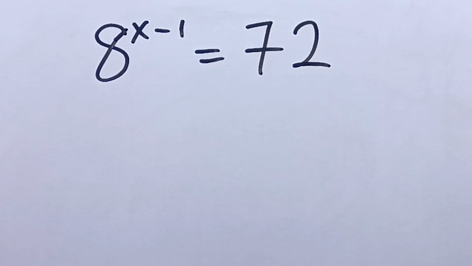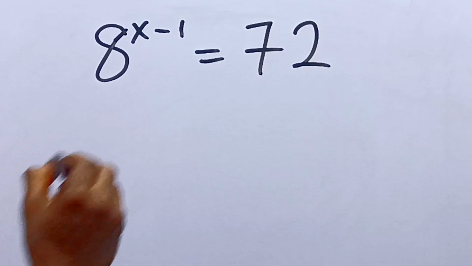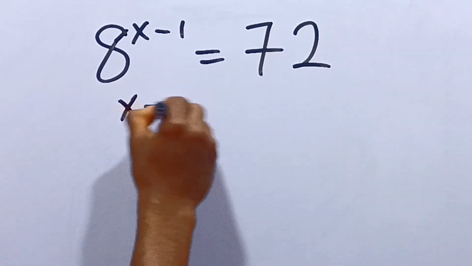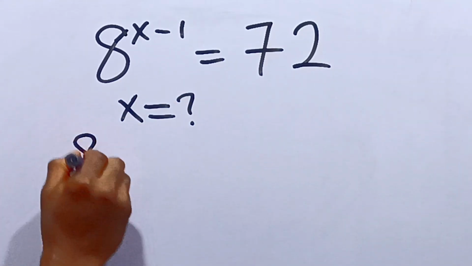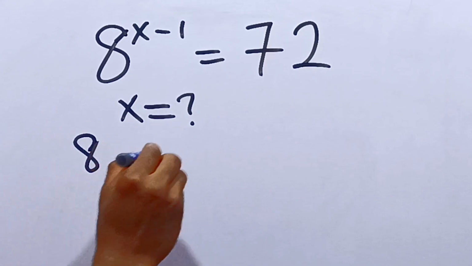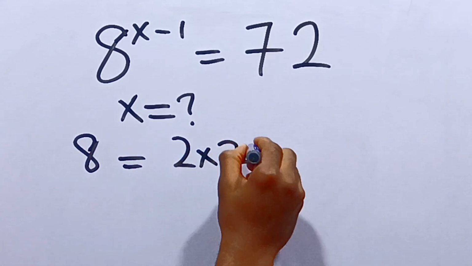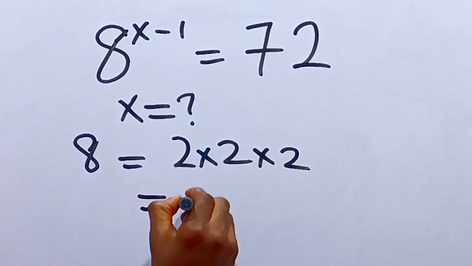Let's solve this together. It says 8 raised to the power x minus 1 is equal to 72. We're going to solve for x in this question. First, we can express 8 in terms of its factors: 2 times 2 times 2, which is equal to 2 raised to the power 3.